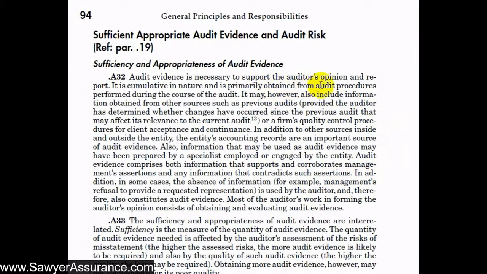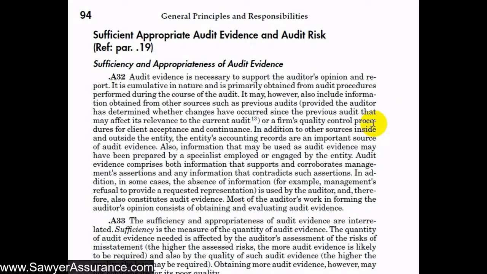And so where does the auditor get the evidence from? This is mostly obtained from the audit procedures he performs during the course of the audit, by maybe getting source documents from management, for instance, invoices and such. And that's where the bulk of his work comes from, by obtaining and evaluating audit evidence. It can also come from other sources, such as previous audits, if nothing has changed since the prior year, or from the firm's quality control procedures when they're doing the acceptance and continuance.